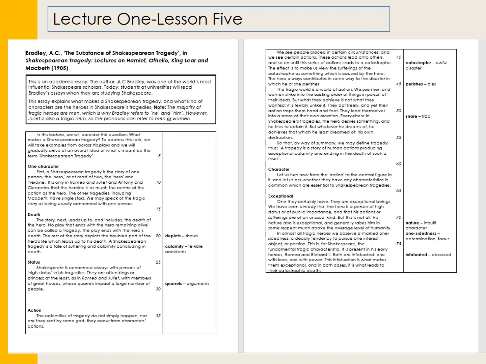We may speak of the tragic story as being usually concerned with one person. So that's the paragraph that we've already looked at and seen how it's annotated. Death. The story next leads up to and includes the death of the hero. No play that ends up with the hero remaining alive can be called a tragedy. The play ends with the hero's death. The rest of the story depicts the troubled part of the hero's life which leads up to his death. A Shakespearean tragedy is a tale of suffering and calamity concluding in death. We can see we've got a definition there of depicts and calamity. So depicts means to show, calamity is a terrible accident.